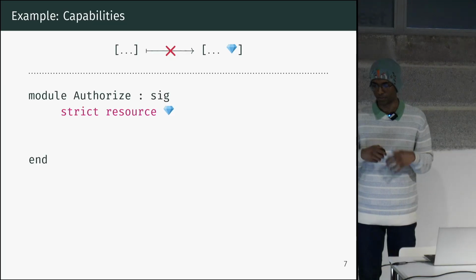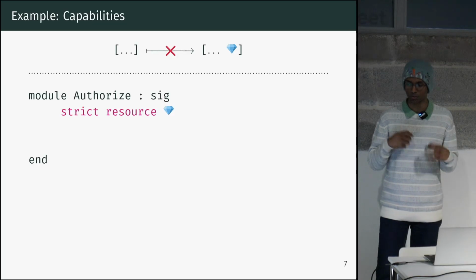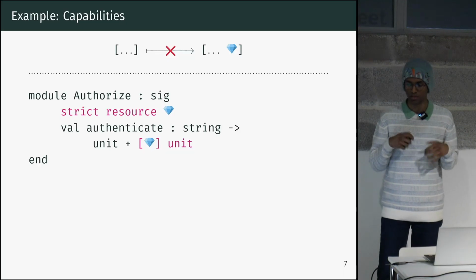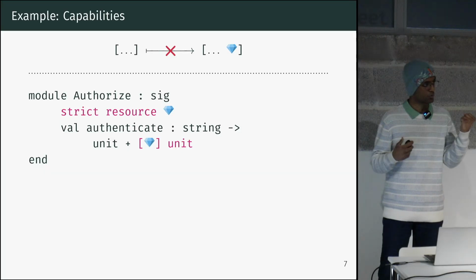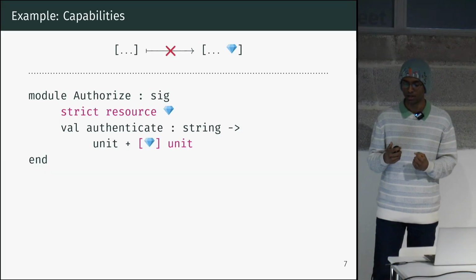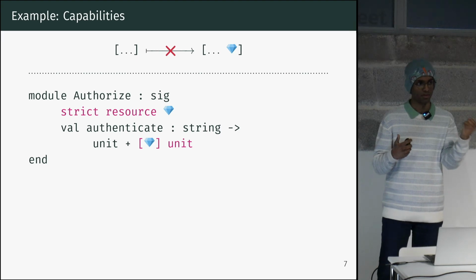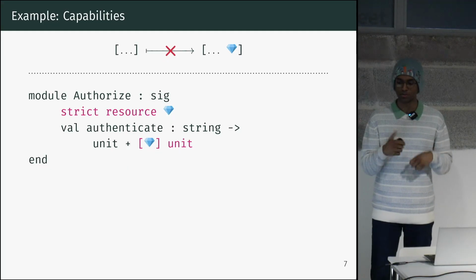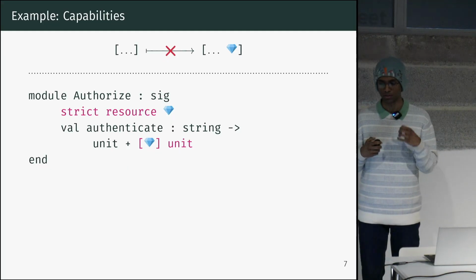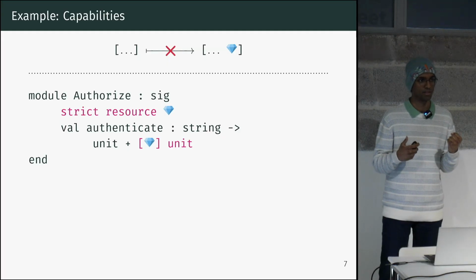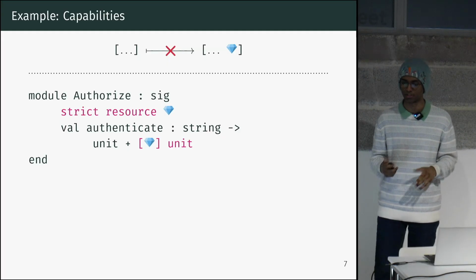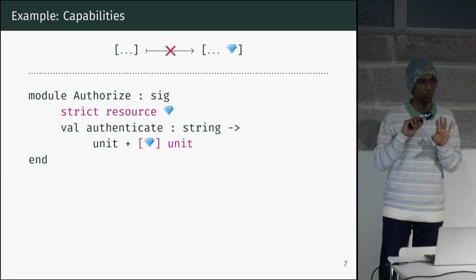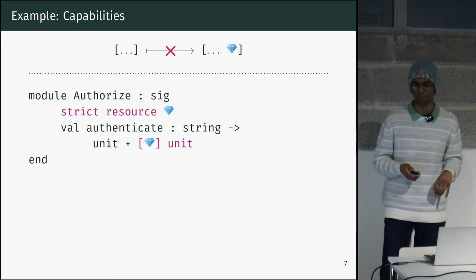So this authorize module starts by declaring this strict resource diamond. And it also declares this method authenticate, which takes in, again, a password attempt as a string and returns me, if I get the password wrong, a unit with nothing on it. And if I get the password right, it gives me a unit with a diamond on it. So the idea of this authorize module is that the only way for me to get a hold of a diamond is to witness a successful authorization. That's the only way for me to do it, because again, I cannot give myself a diamond for free, and there's no other way to get a diamond except by calling authorize.